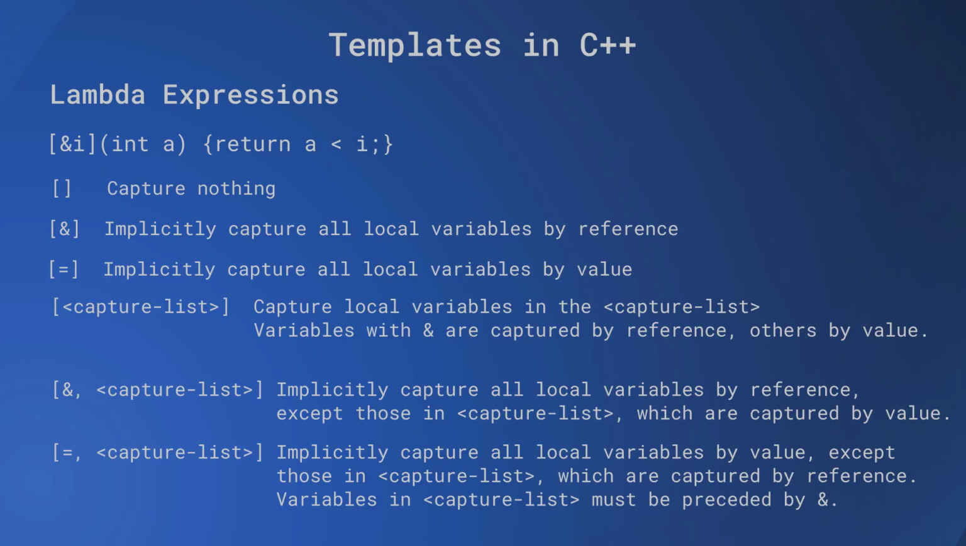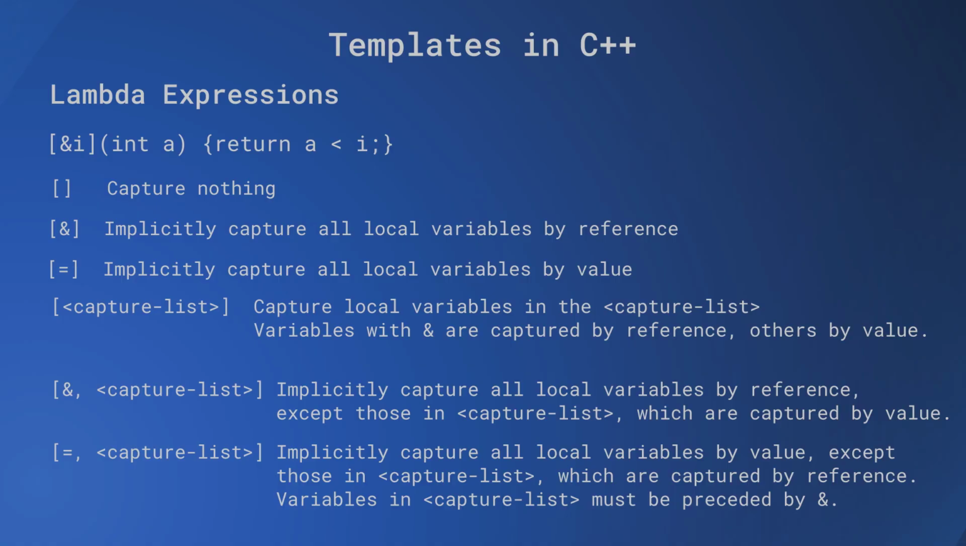The rules for capturing local variables are like this. If the capture list is empty, nothing is captured. If there is just an ampersand in the capture list, all local variables are implicitly captured by reference. If there is just an equal sign in the capture list, all local variables are implicitly captured by value.